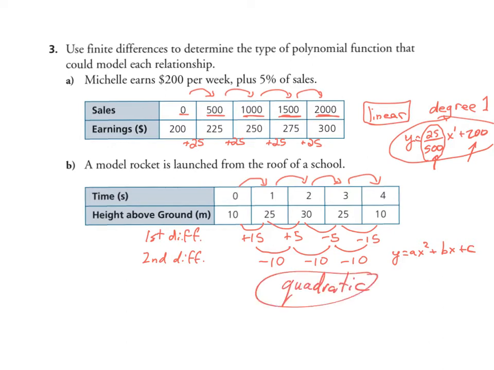All right, if it were cubic, then this would not be the same and this would not be the same, but then the third difference would be the same. If it was fourth degree, then that means the fourth difference would be the same, but not the first three, and so on and so forth.